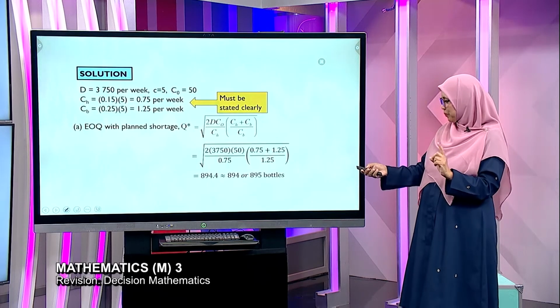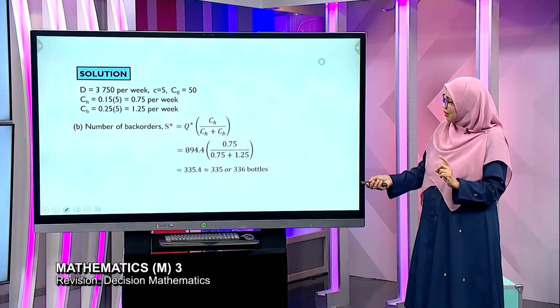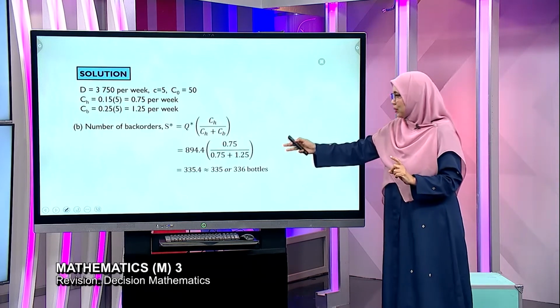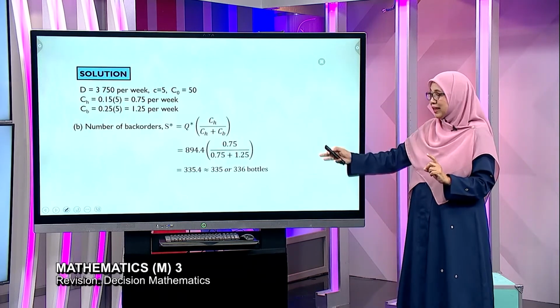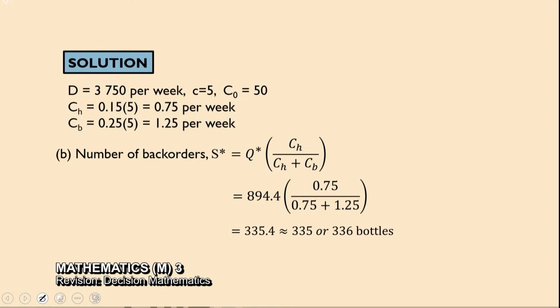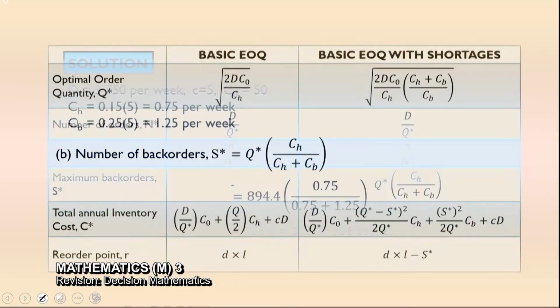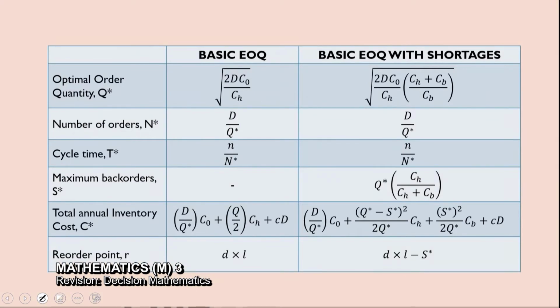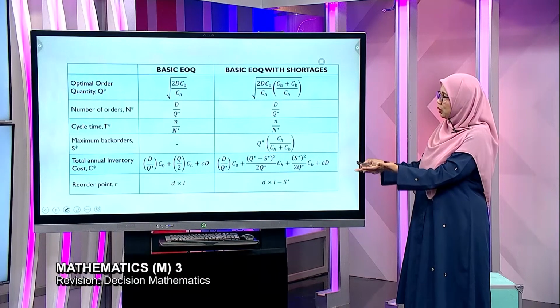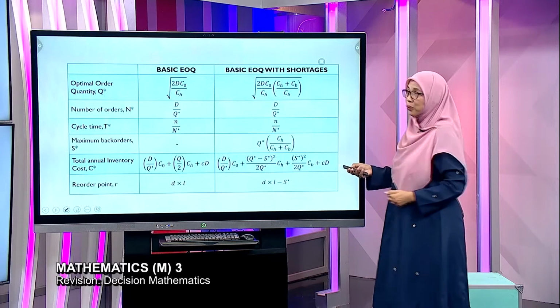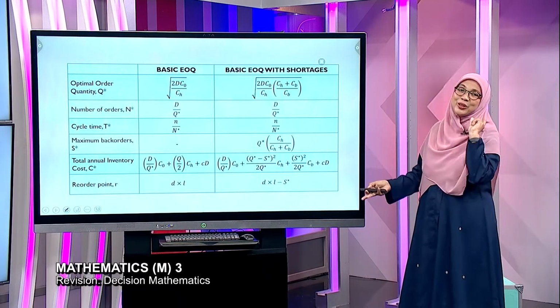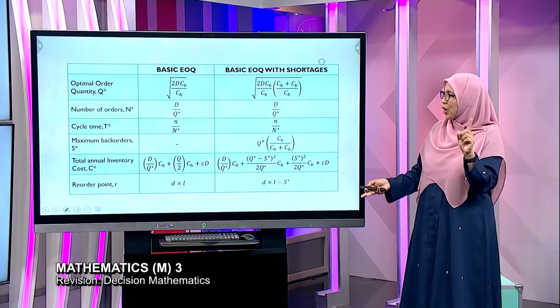Jangan buang masa, okay? Right, then for back order, okay? So substitute the correct values again, either decimal values, round off to 335 or 336 bottles. Okay, besides this, these are all the formulas that students must know. Notice that the first one are given in the question paper, the rest tak ada. So you have to memorize and know how to use.